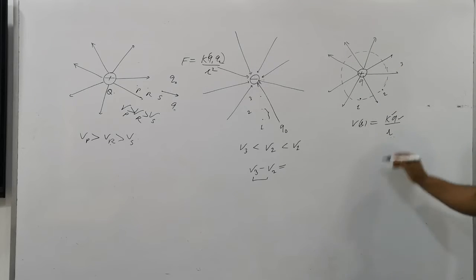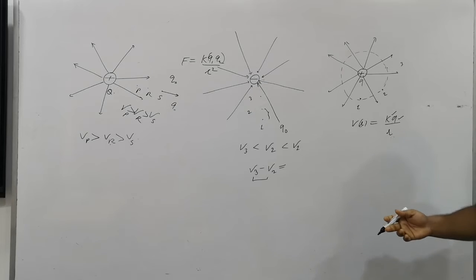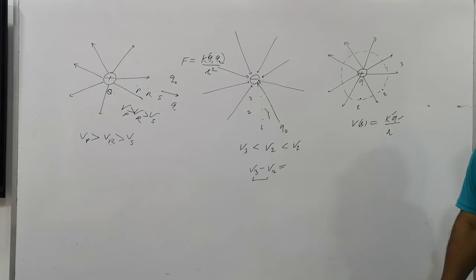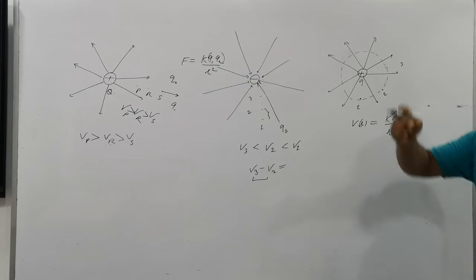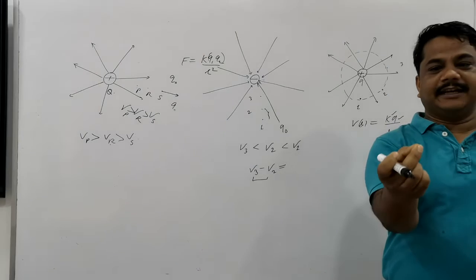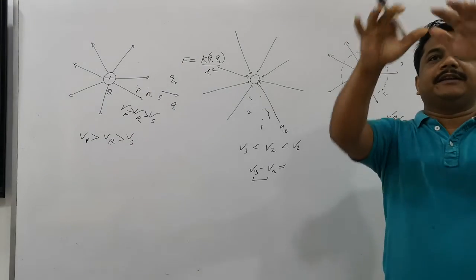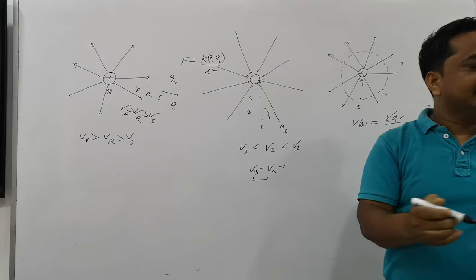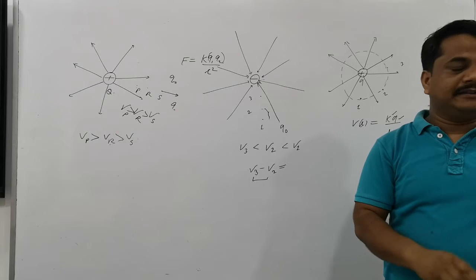Is that clear? So R is also not getting changed here. So what can we say here? At points 1, 2, 3, the potential is equal. Suppose there is a point here, and a spherical surface will develop here. An imaginary spherical surface will develop. Is that clear?